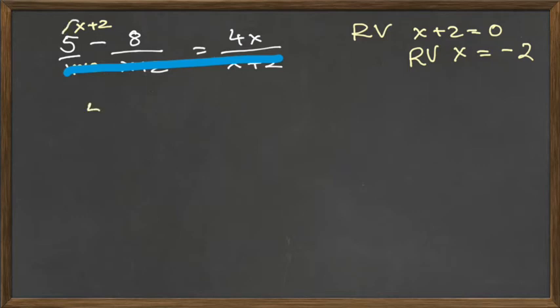5x plus 5 times 2 is 10, minus 8 equals 4x. Okay, what do I do next? Combine like terms, 10 minus 8 is 2.